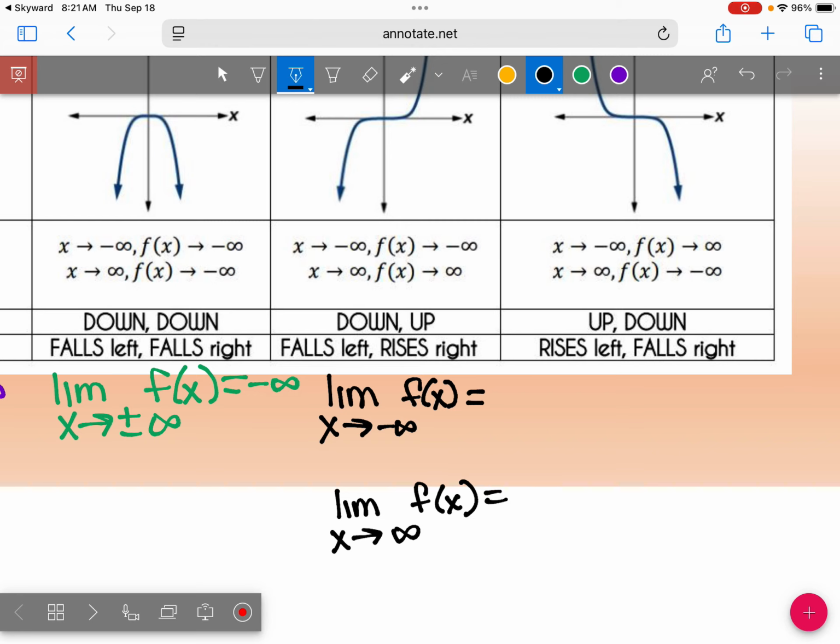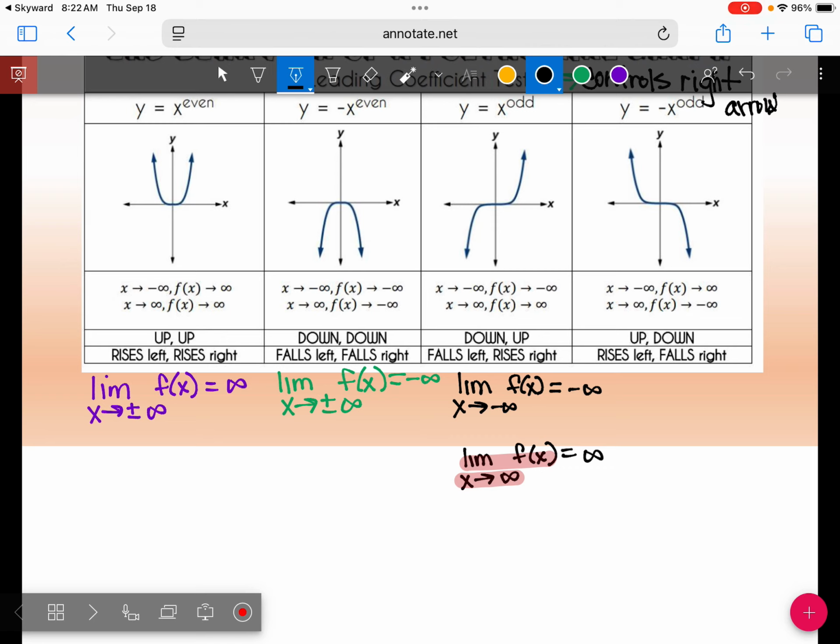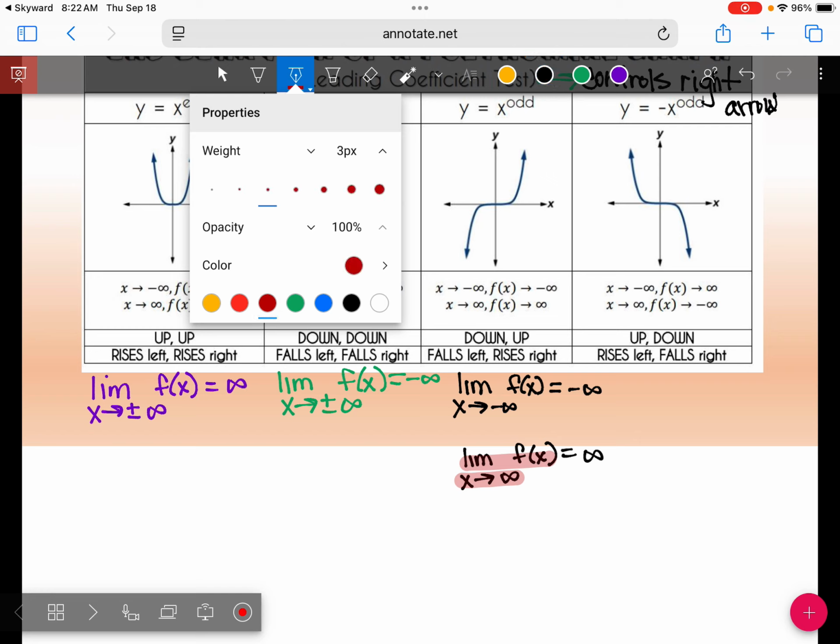Now remember, the leading coefficient tells you what this is going to do. So if it's a positive leading coefficient, that means the right side is going to go up. And because it's odd, the left side is going to do the opposite, which should be what? Going down. And then we have the limit.